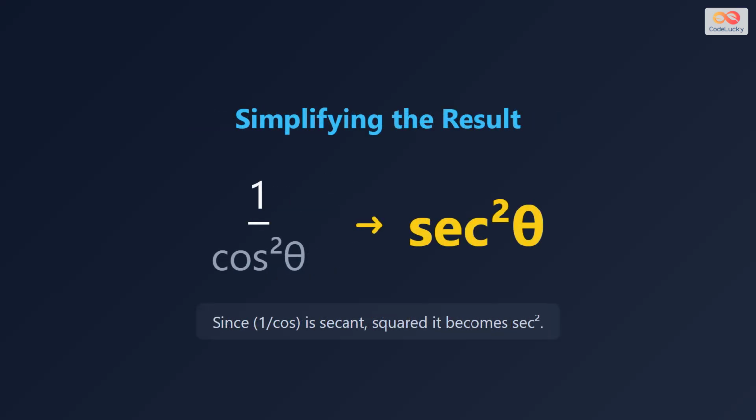Finally, look at the right side of the equation, 1 over cosine². Since 1 over cosine is secant, this term becomes secant²θ.